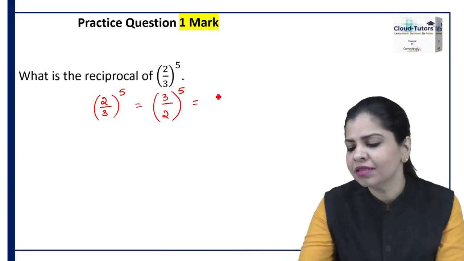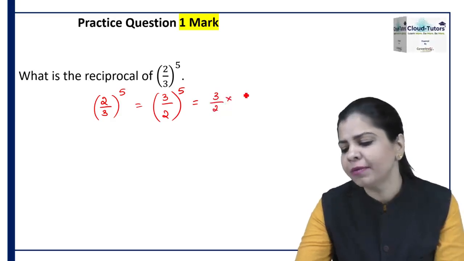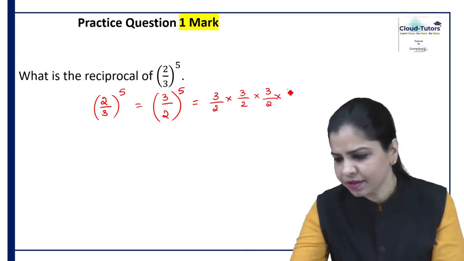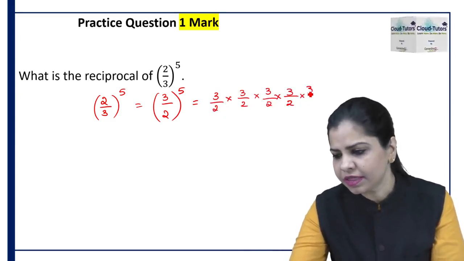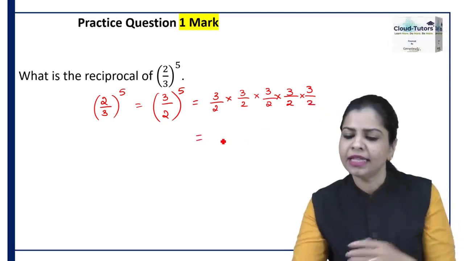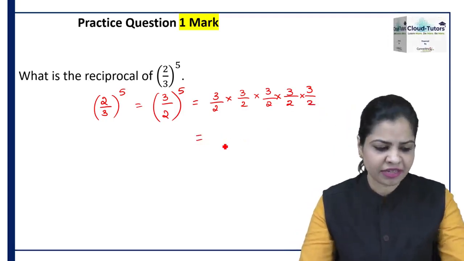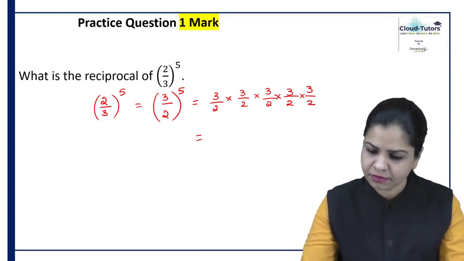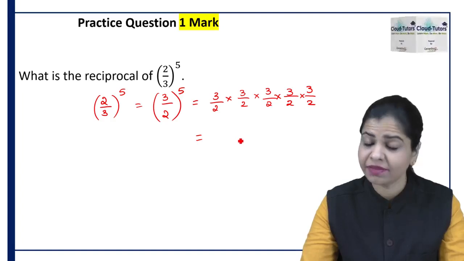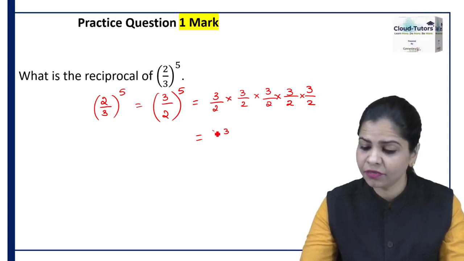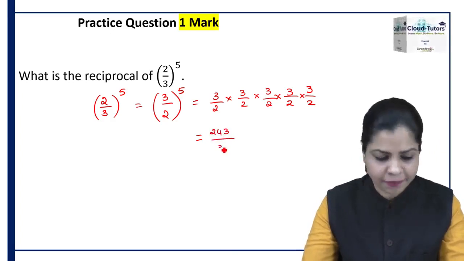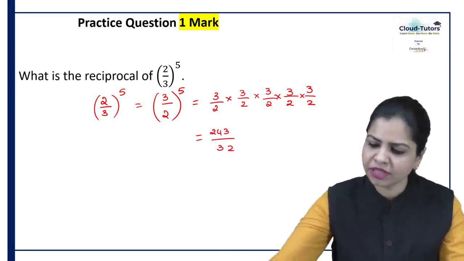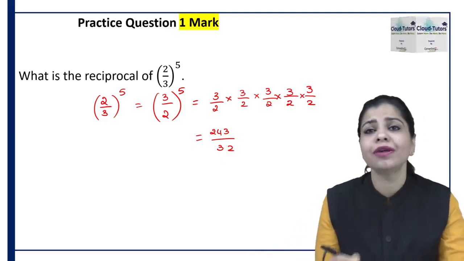So in the expanded form, it would be 3 by 2 into 3 by 2, 5 times, into 3 by 2. And how much is that? 3 3s are 9, 9 3s are 27, 27 3s are 81, 81 3s are 243, so 243 by 32. Correct? 2 2s are 4, 4 2s are 8, 8 2s are 16, 16 2s are 32. So this is your answer.